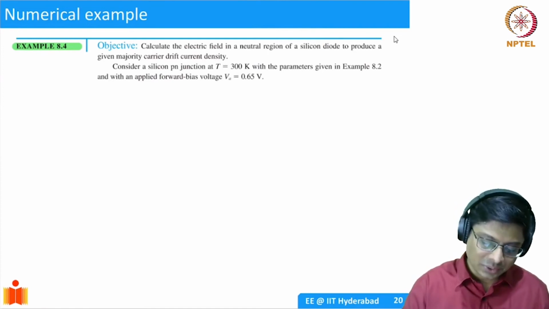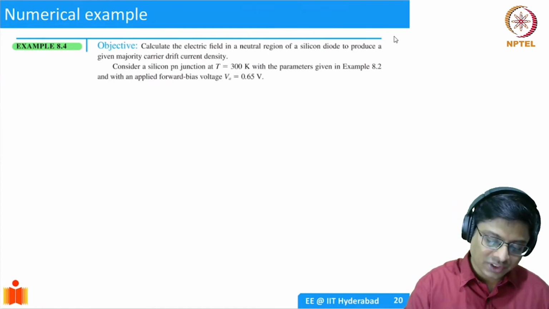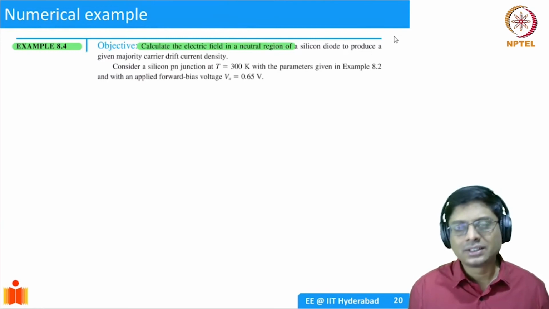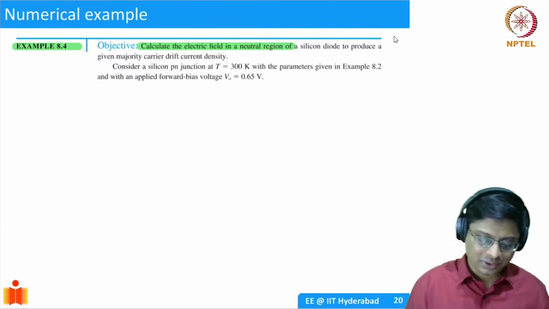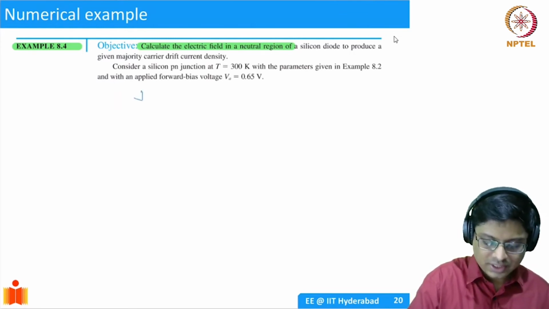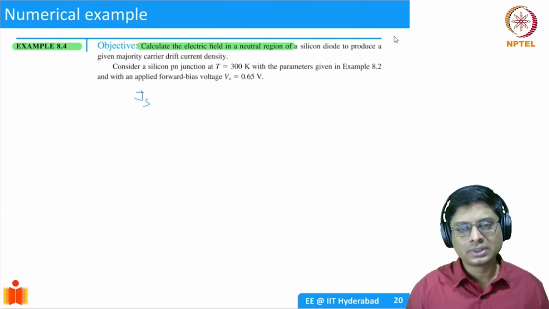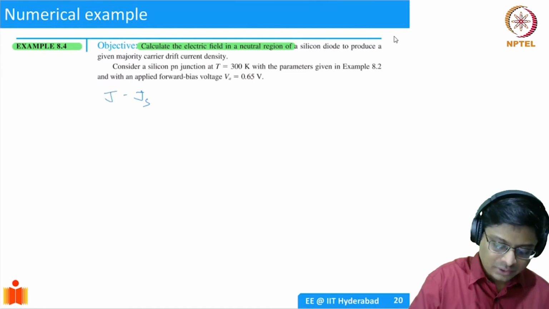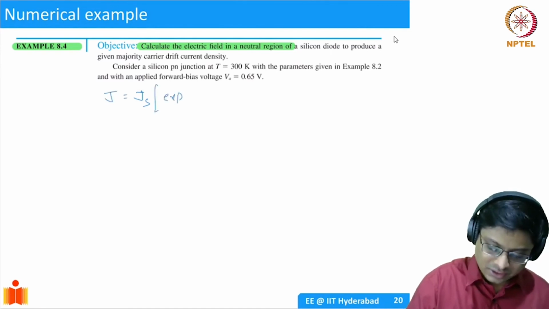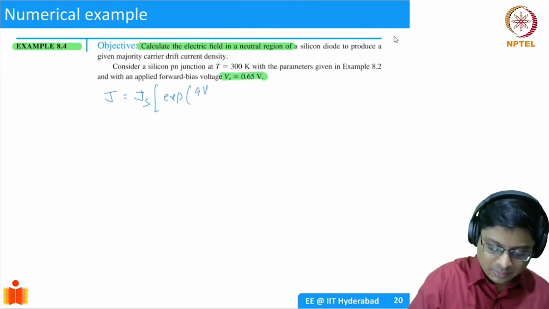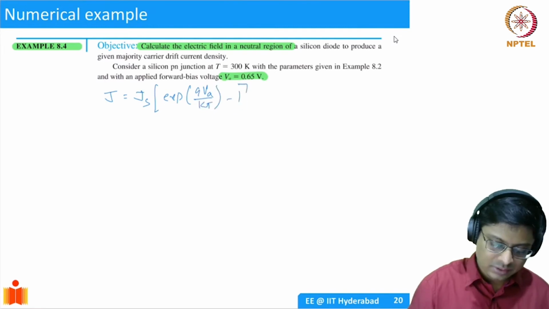So essentially here they're asking you to calculate the electric field in the quasi-neutral region. How will you calculate that? Well, first you will calculate Js, the saturation current, and then calculate J is equal to Js exponential, there's some voltage given to you here. So exponential QV applied divided by KT minus 1, okay.